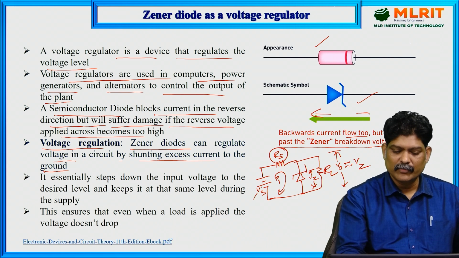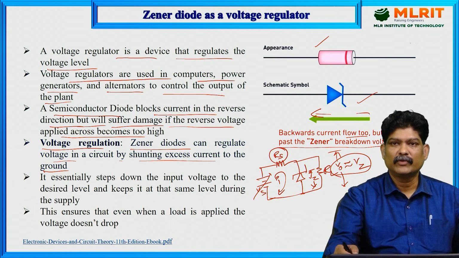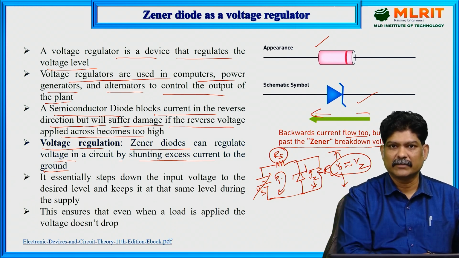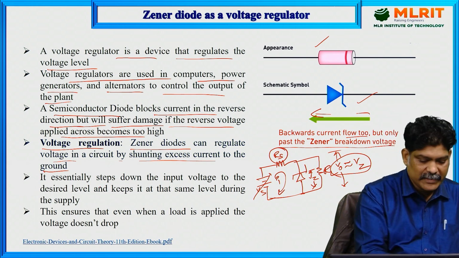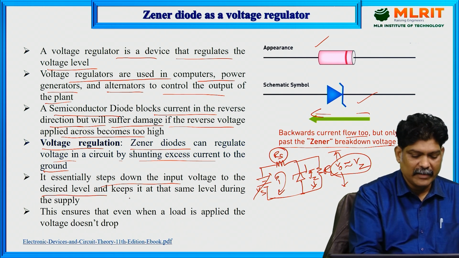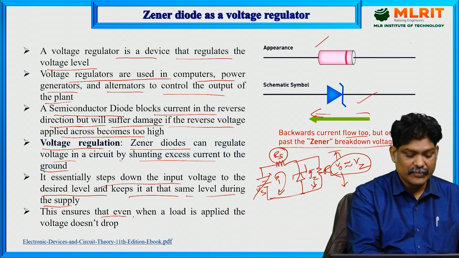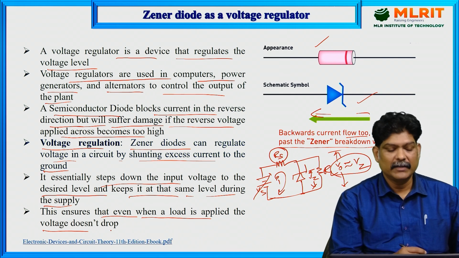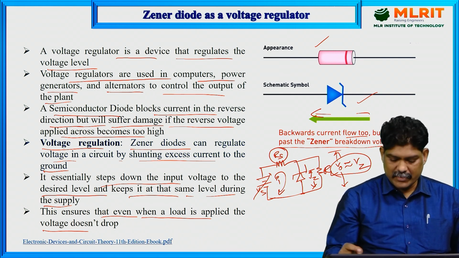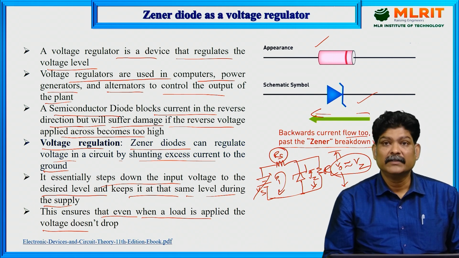So here V0 is approximately equal to Vz only. Whatever input voltage you are giving, the output voltage is maintained constant. Whatever voltage is available across the Zener diode will be the output voltage. So it essentially steps down the input voltage to the desired level and keeps it at that same level during the supply. This ensures that even when a load is applied, the voltage does not drop. That is the advantage of this kind of voltage regulator using the Zener diode.